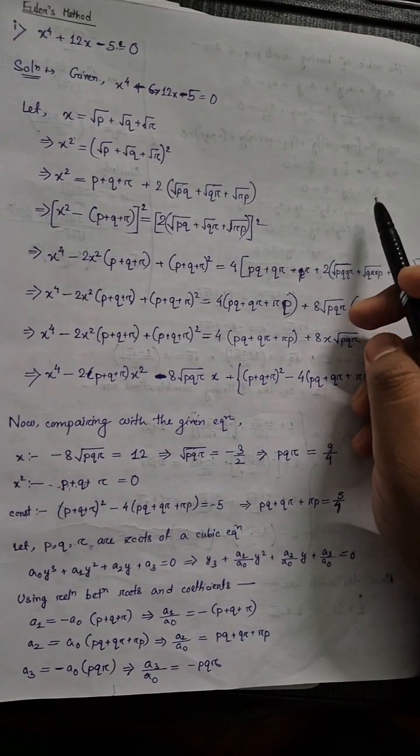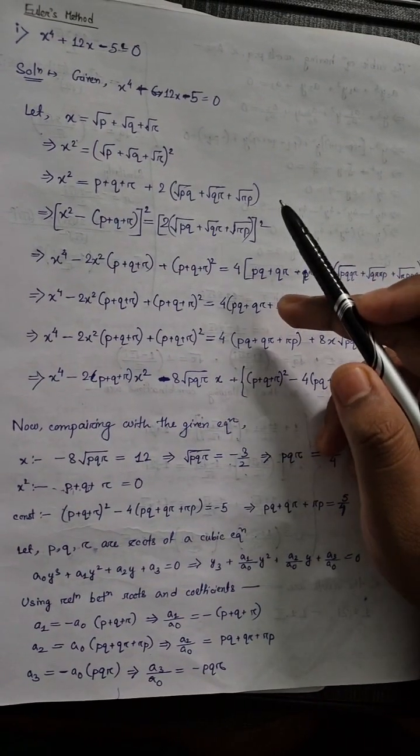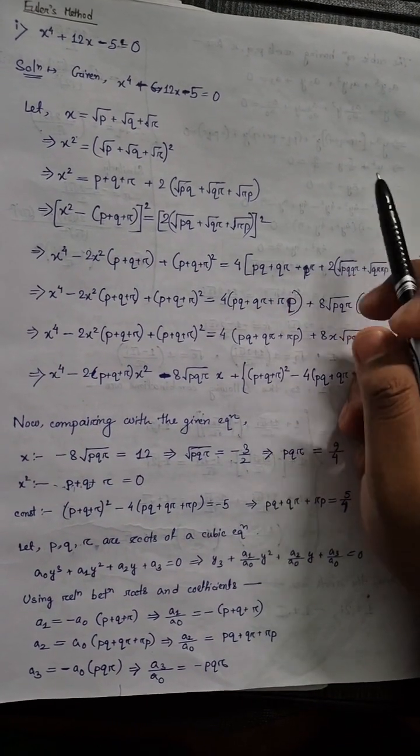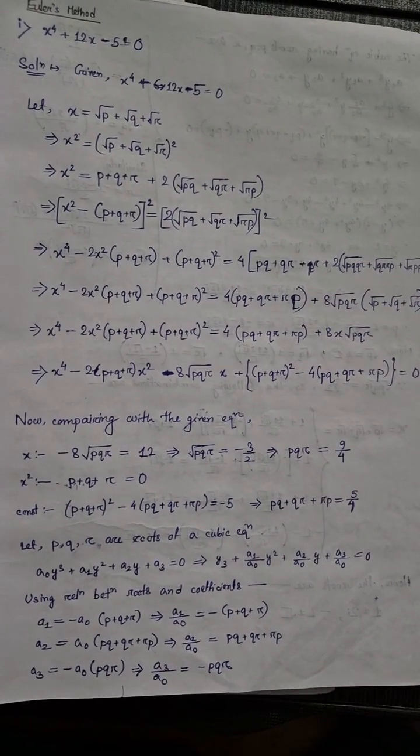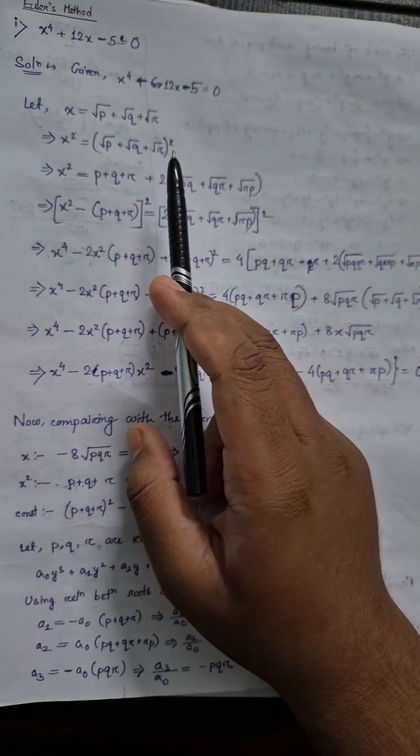Our second method is Euler's method. Given x to the power 4 plus 12x minus 5 equal to 0. Here you can see that there is no x cube term and x square term. So at first we have to let x equal to root p plus root q plus root r.